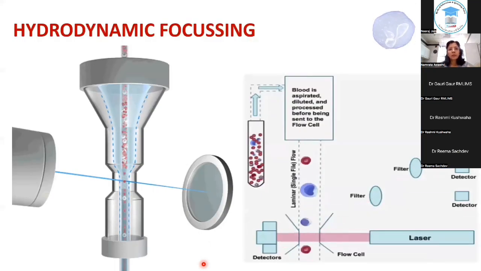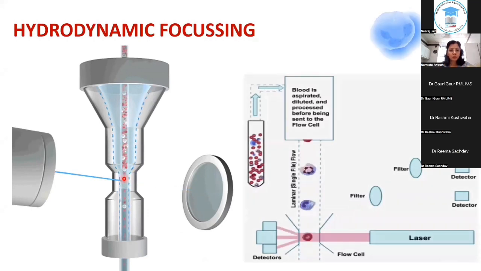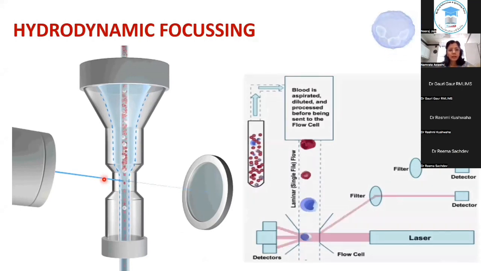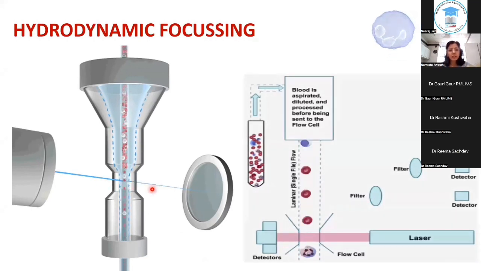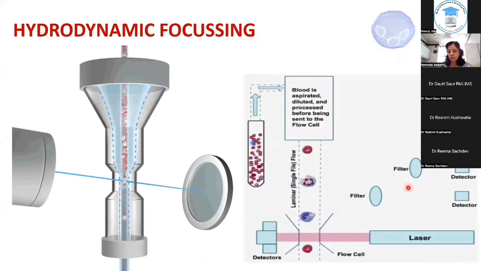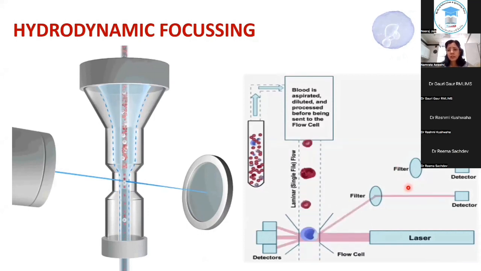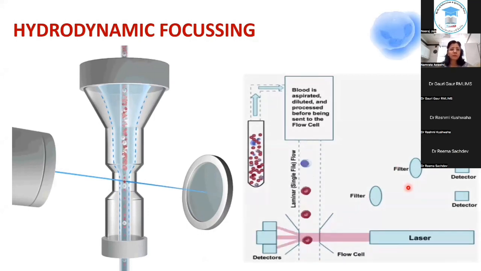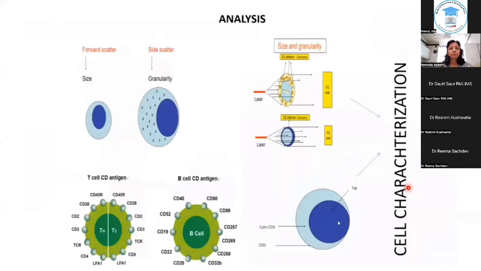There's a technique called hydrodynamic focusing, which is the backbone of how the cells pass in a single file. So the cells are pushed under a pressure, and then individual cells are intercepted by this laser light. The light then passes through various detectors and filters. This is in very brief the principle of how a flow cytometer works.